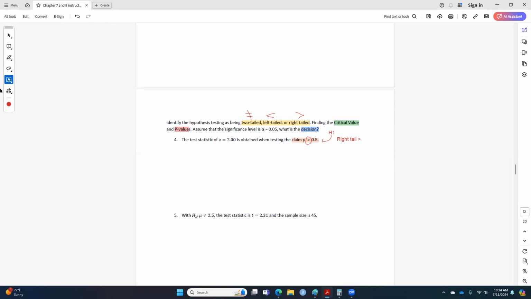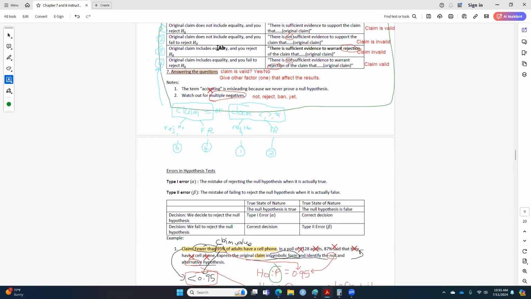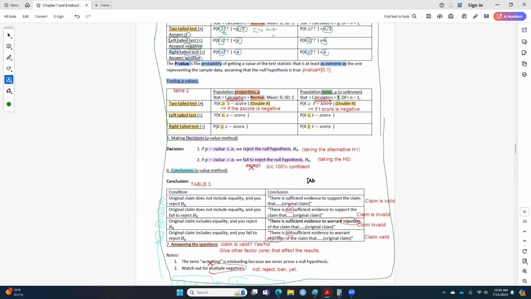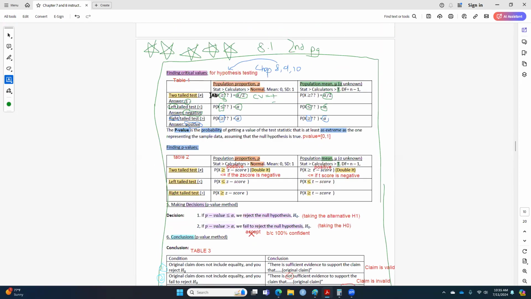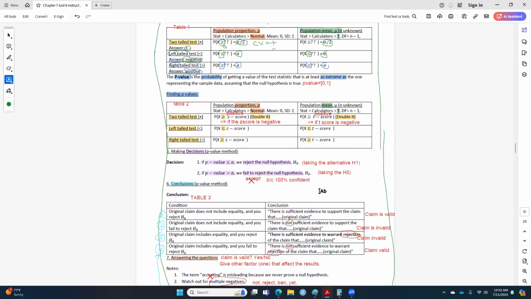Next is to find the critical value. In order for you to find the critical value, you have to ask yourself: is this question talking about proportion, or is it going to talk about the mean? Don't forget, the symbol we use for proportion is P. For the population mean, the symbol is mu.